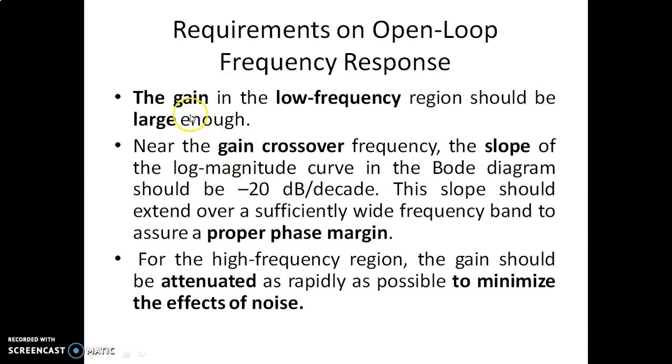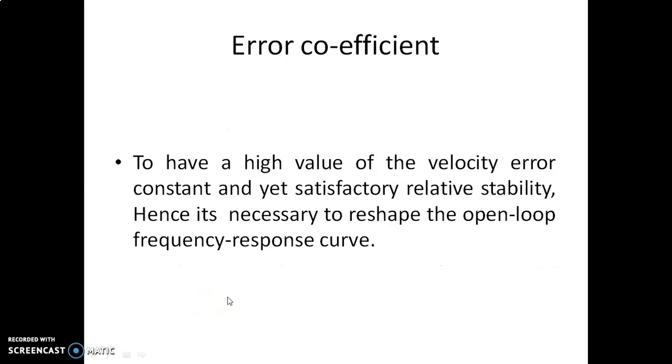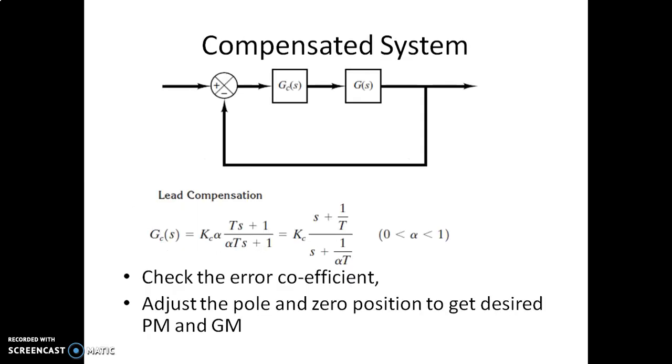So the requirements of an open loop system to have a better system are: a large gain at low frequencies, and close to the gain crossover frequency, a slope of almost minus 20 dB per decade to have a better phase margin, and a larger slope at higher frequencies to minimize the effect of noise. The error coefficient should be as high as possible so that we get a small steady state error for a given closed loop system.